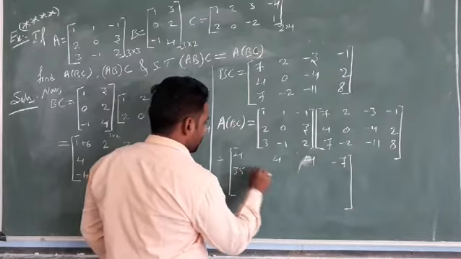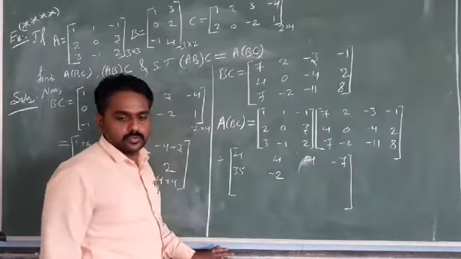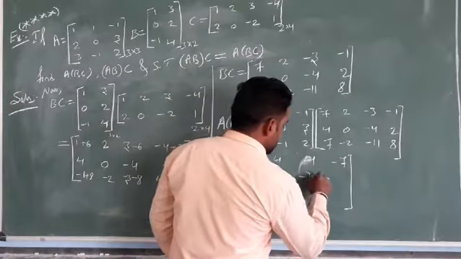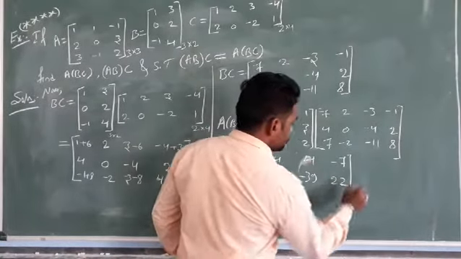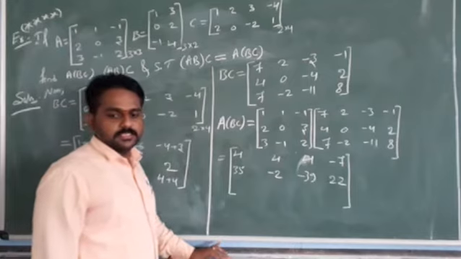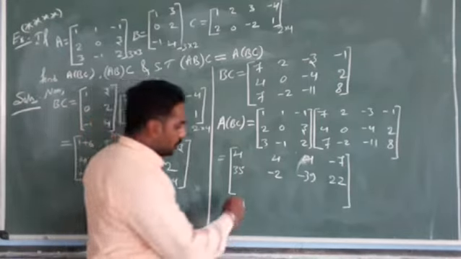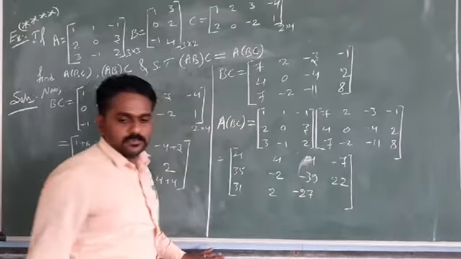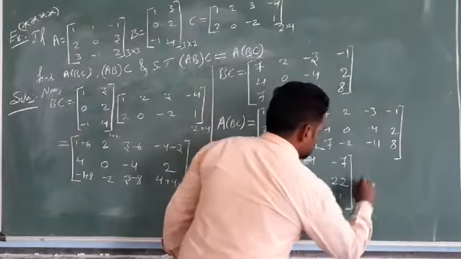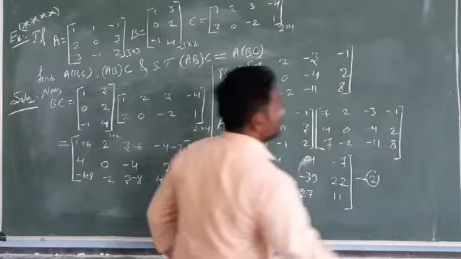35, minus 2, minus 39 and minus 39 and 22. Next, 31, 2, minus 27 and 11. This is the equation number 2.